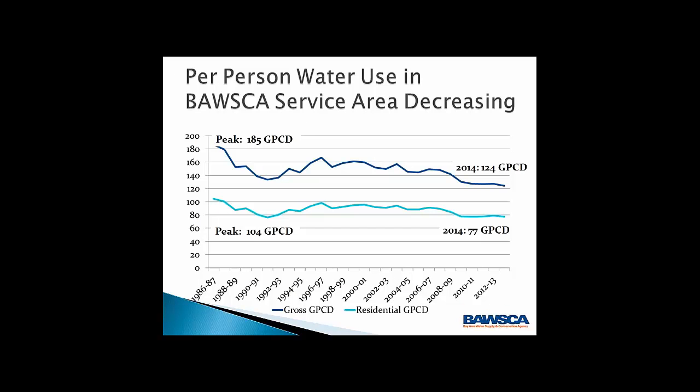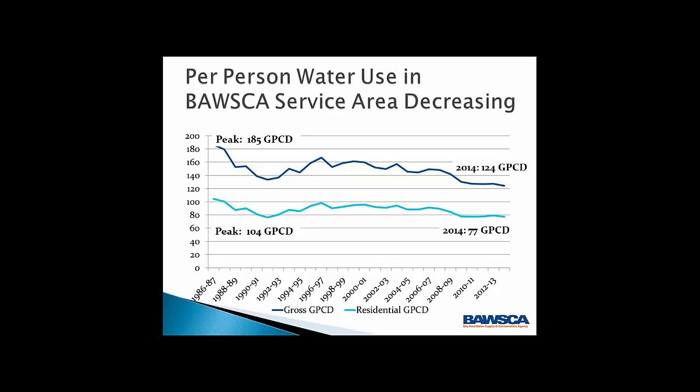One thing that we can say for our overall service area and that we are very proud of is that per person water use within our service area has been steadily decreasing, not just during the current drought, but really for the past 30 years. At its peak, gross per capita water use for the BAWSCA service area, which is the total amount of water used in our service area divided by total number of people, was at 185 gallons per person per day. In 2014, that was down to 124 gallons per person per day.